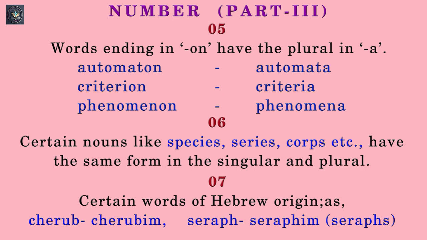Rule number 5. Words ending in ON have the plural in A, like automaton, automata. Criterion, criteria. Phenomenon, phenomena. Rule number 6. Certain nouns like species, series, crops have the same form in the singular and plural. Certain words of Hebrew origin form the plural in IM, like cherub, cherubim, seraph, seraphim.